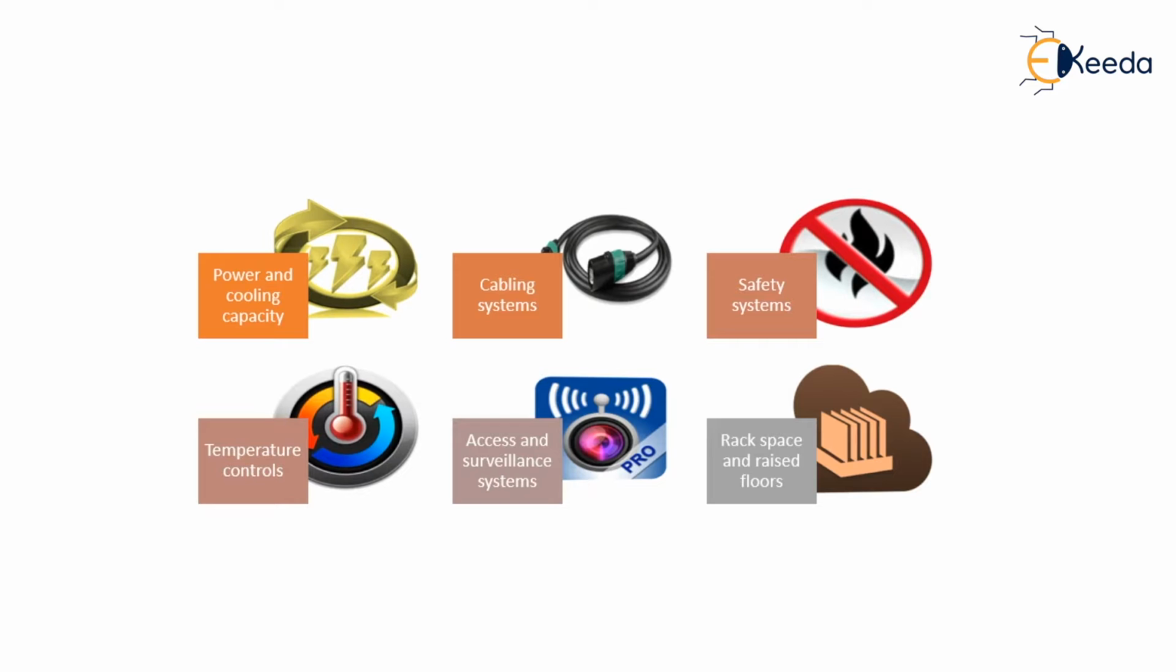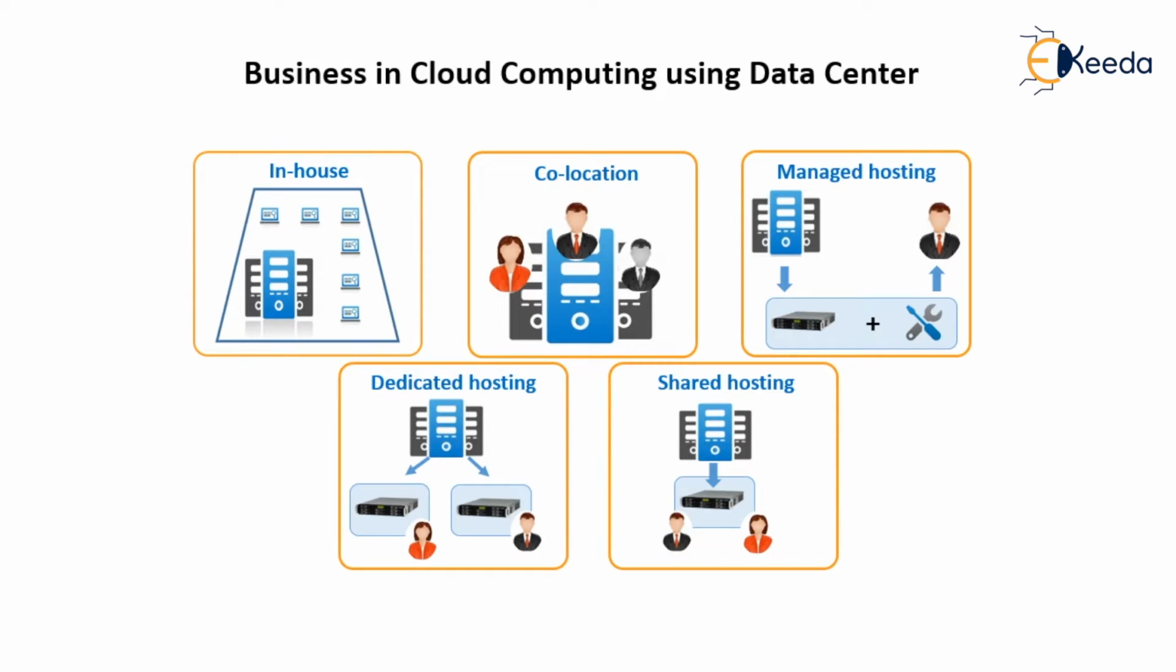And how is it possible? On the basis of these facilities, they come up with different types of data center, like business in cloud computing using a data center which consists of in-house data center, co-location facilities, managed hosting facilities, dedicated hosting facilities, as well as shared hosting facilities. Now let's talk about each type of facility so that a data center organization can do proper business in this cloud computing scenario.